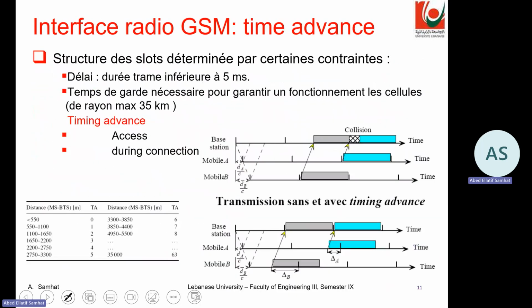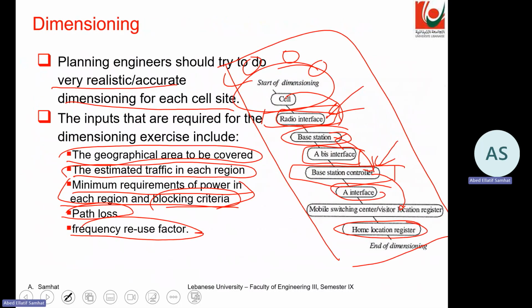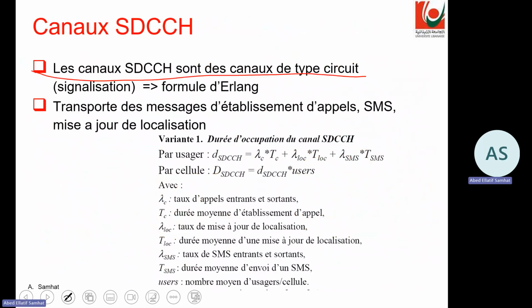Okay, this is for the traffic channel. For the signaling channel, let's take the case of the SDCCH. It's also possible to calculate the occupation of the SDCCH channel. As you remember, the SDCCH channel is used for all signaling regarding the establishment of the call and the location update, and we can also use it to transmit SMS. We can send SMS using the SDCCH channel. That's why with some operators the price of SMS is not very expensive, because they are sending the SMS over the signaling channel.